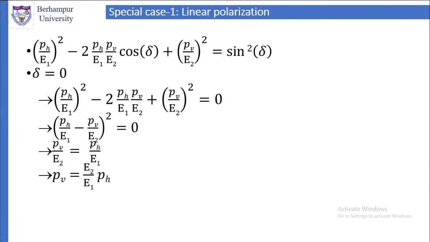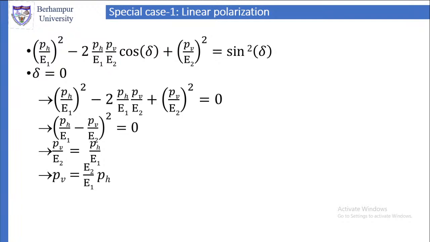This is of the same form. Y is equal to Pv here. pH is the independent variable, which is equivalent to x. And E2 by E1 is M. So if you look at this, y is equal to mx represents a straight line passing through the origin. So Pv is equal to E2 by E1 into pH represents a straight line.